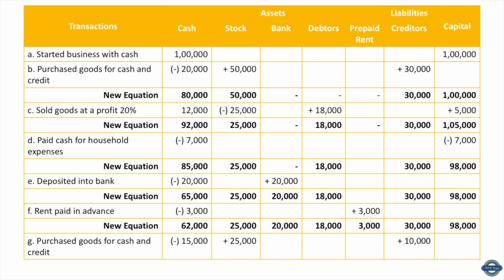Purchase goods for cash and credit. He purchased goods of rupees 25,000, out of which cash was paid for rupees 15,000 and 10,000 on credit. So we will add 25,000 under stock. Cash was given for rupees 15,000, so we will deduct 15,000 and the rest is yet to be paid. We owe this amount, so this will go under the creditors column.